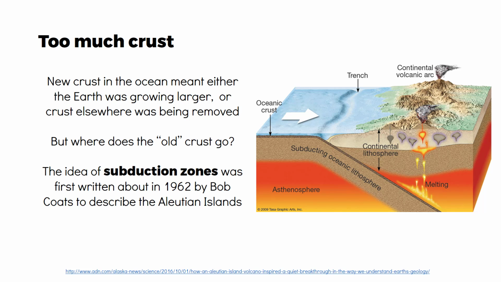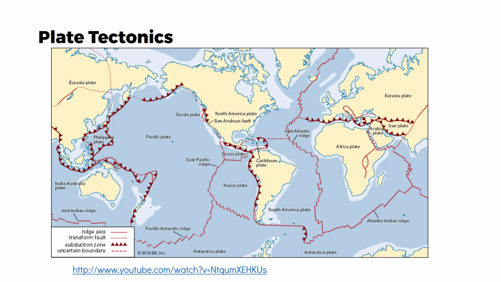If new crust was being created along mid-ocean ridges, then the Earth would have to be growing larger, unless the crust elsewhere was being removed. But where does the old crust go? The idea of subduction zones was first written about in 1962 by Bob Coates, who was investigating volcanoes in Alaska. Here, you can see the plate boundaries and their types, which we'll look at in a minute.